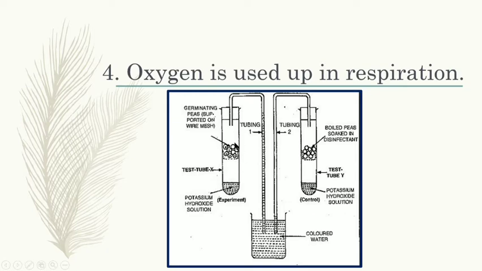The reason is that burning requires oxygen, and no oxygen is available in test tube X because it is already utilized by the germinating seeds in the process of respiration. But in test tube Y, oxygen is available because the boiled seeds do not undergo respiration, so it burns for a short while. So this shows that oxygen is used up in the process of respiration. Understood, children? Various questions arise from this setup, how and why.